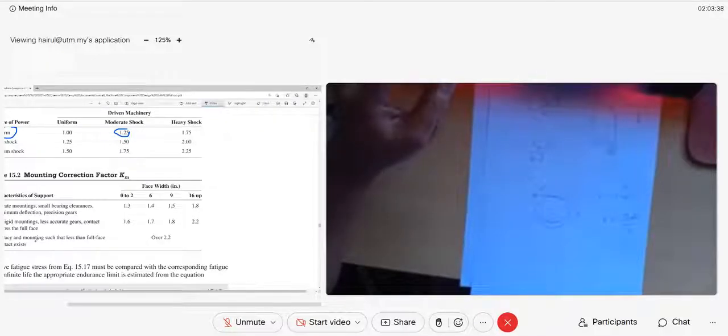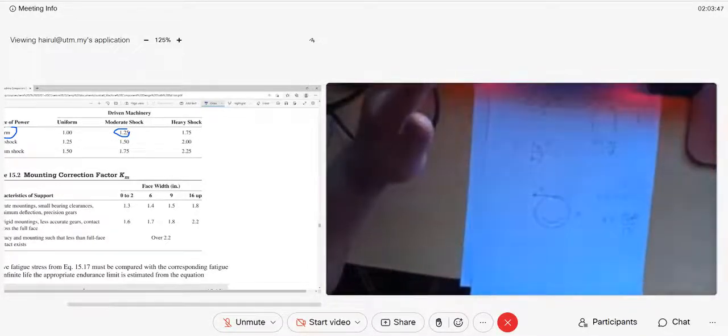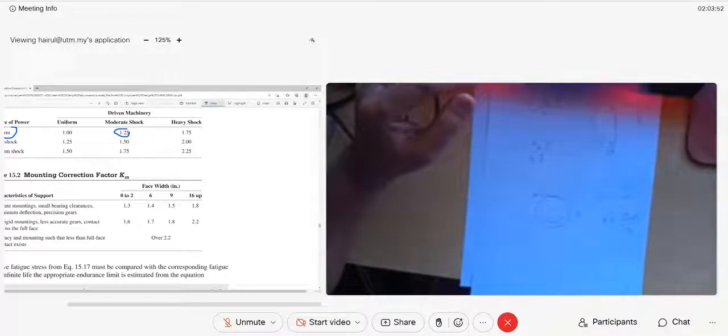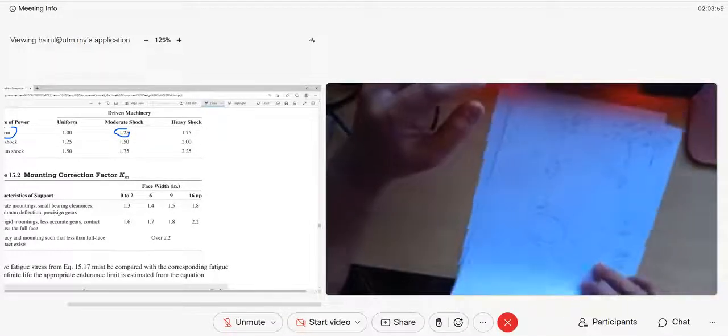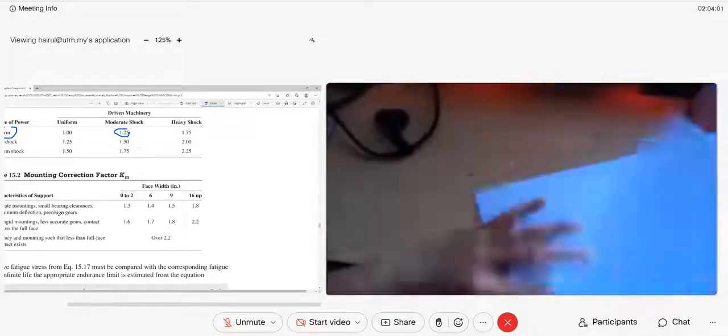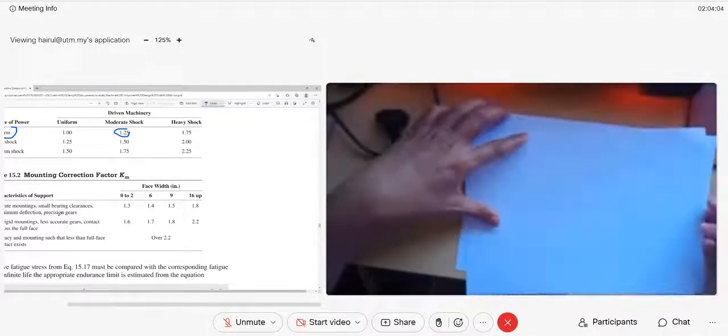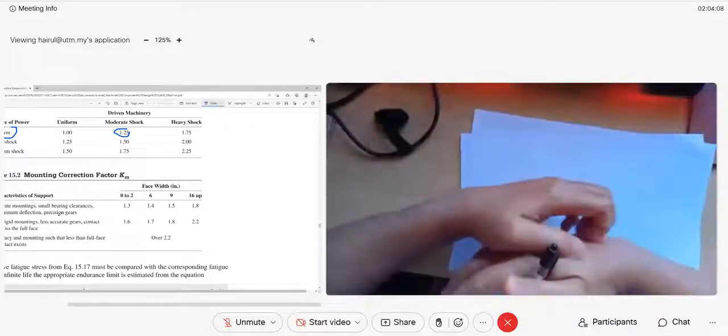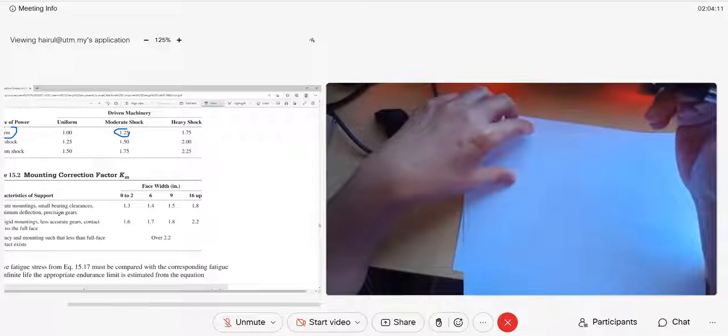It means the bottom one is the less accurate, the middle one is the medium accuracy, and the top one is the most accurate mounting gear. I mean accurate, small bearing clearance, minimum deflection, precision gear. So guys, the way you mount your gear matters. Say for example your project, you need accurate mounting. You want precision gears, so you go for the first one.